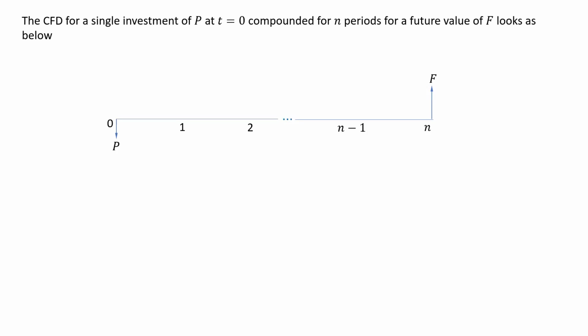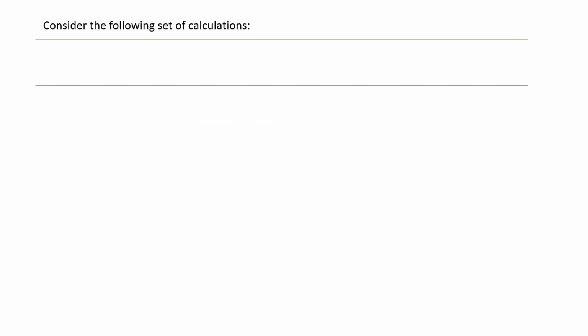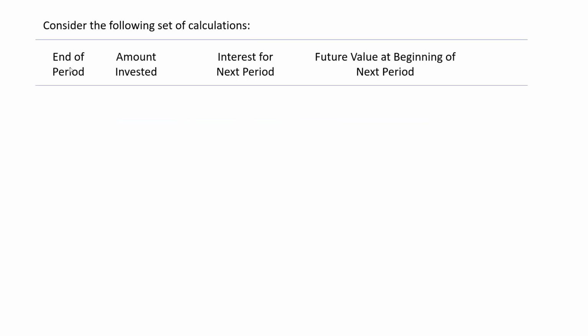All right. So we are going to do quite a few of these cash flow diagrams. But for a single investment, this is fairly straightforward. By the way, let me give you a heads up. Pretty soon, we're going to have all kinds of complicated things going down here, up there, and down here, and all sorts of things like that. Cool. Okay. Now, consider the following set of calculations. End of period, amount invested, interest for next period, future value at beginning of next period.